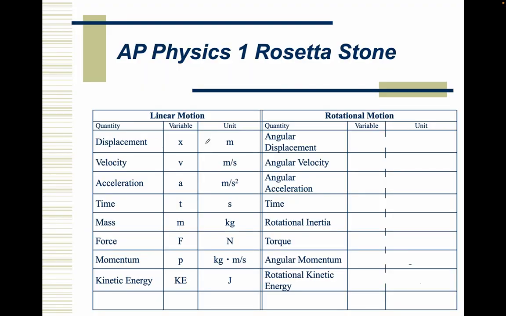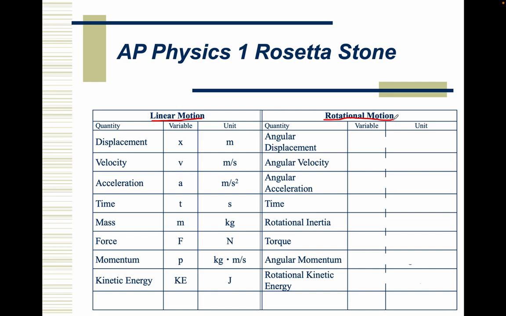What am I going to do? We're going to make our own Rosetta Stone. But our parallel translation is going to be between linear motion and rotational motion. And you're like, great, Mr. Klammer, I don't see the use of this one. Well, just go with me for a moment. You'll see in just a second.